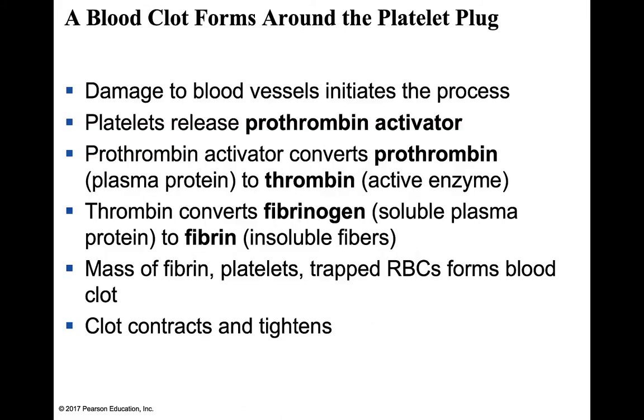Now, as noted in that previous diagram, the clot forms around the platelet plug. So initially there is damage to the blood vessel, and here's part of the complex pathway. Platelets release a substance known as prothrombin activator. This is actually going to convert the plasma protein prothrombin to thrombin, and it's actually thrombin that converts fibrinogen, which is the soluble plasma protein, to fibrin, which is the insoluble protein responsible for the actual formation of the clot.